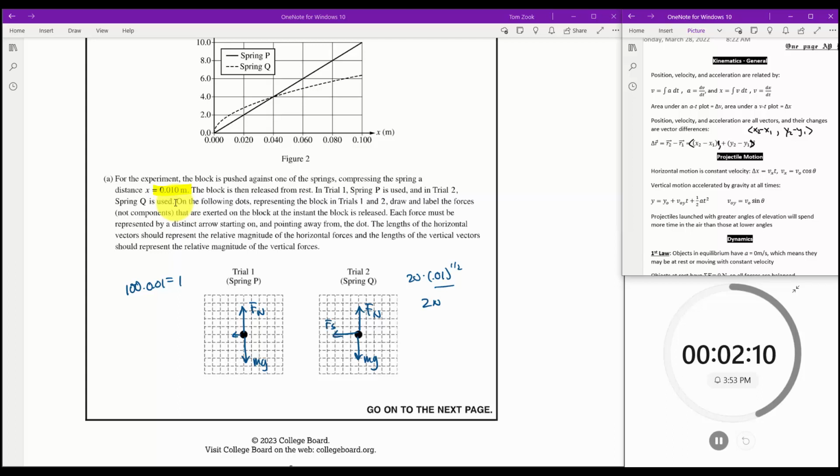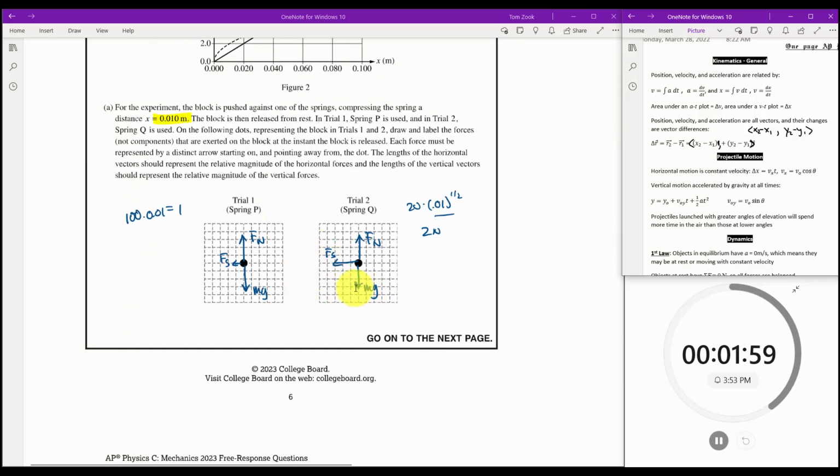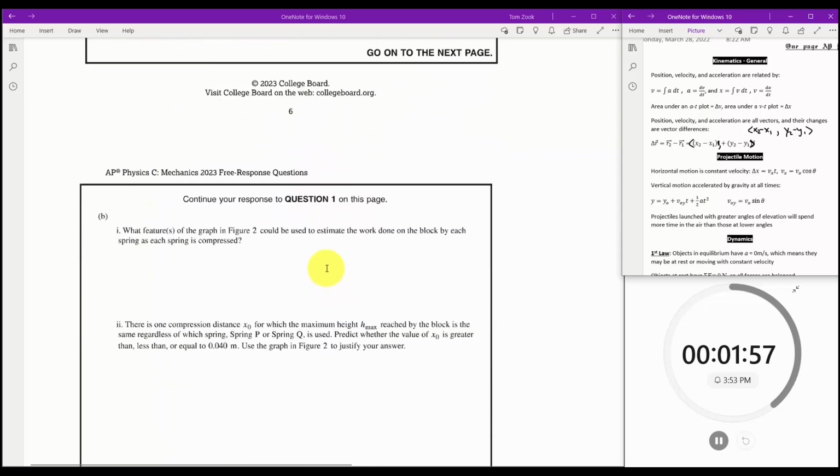The spring force is bigger. Now, that took a lot of time, but I could also see that just from the graph. At 0.01, the force is larger. So that would take care of that.